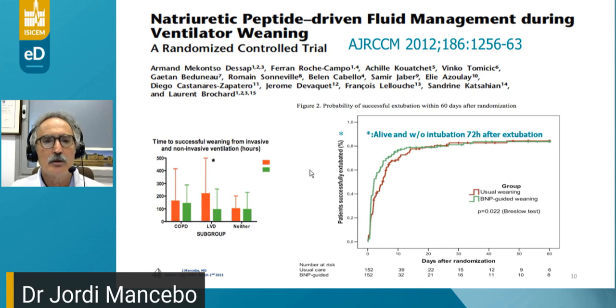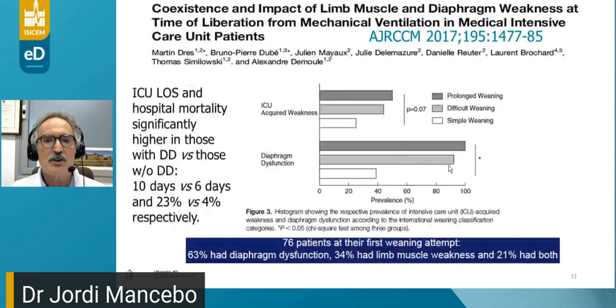In patients with difficult weaning, most of them have fluid overload or left ventricular dysfunction, so a strategy guided by some biomarkers can help. In this study, the strategy of guiding diuretic administration according to BNP resulted in a significantly shorter duration of ventilation, and also a significantly higher number of patients successfully extubated.